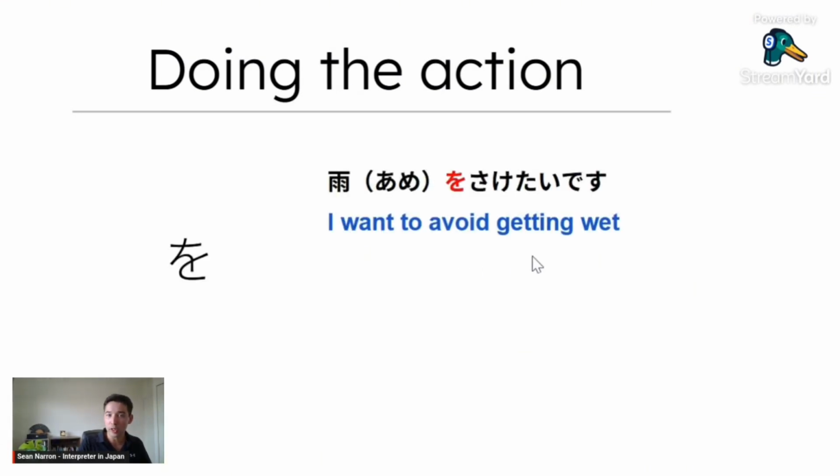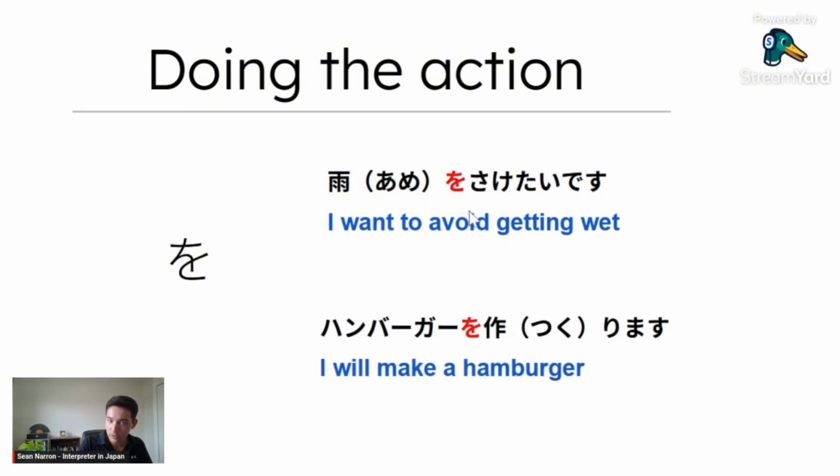So, example, doing the action, wo. I want to avoid getting wet. We all do. So instead of wa or ga, we're doing the action here. Ame wo saketai desu. You see where I'm going with this? Saketai desu means I want to avoid. And what are we going to avoid? Ame wo. Another example is hamburger wo tsukurimasu. I'll make a hamburger. We're doing an action to a hamburger, where we're making it. Any verb or action that you're doing directly, it becomes wo.